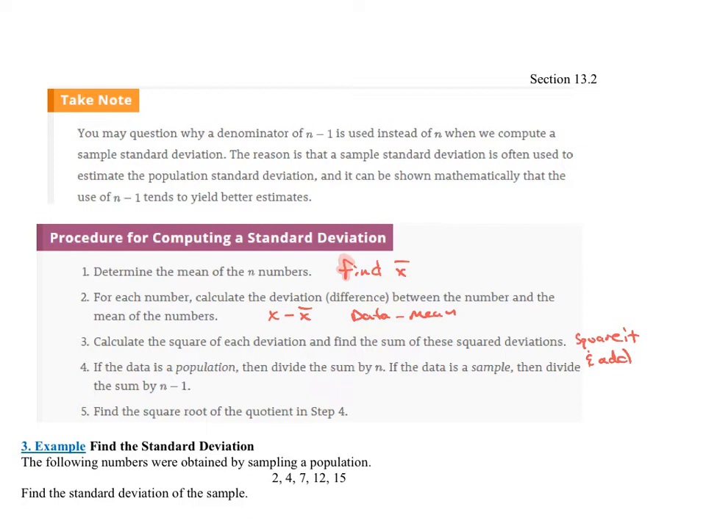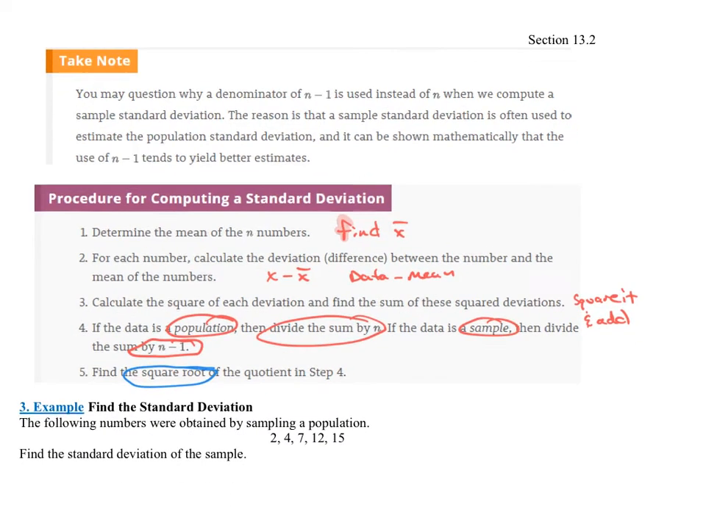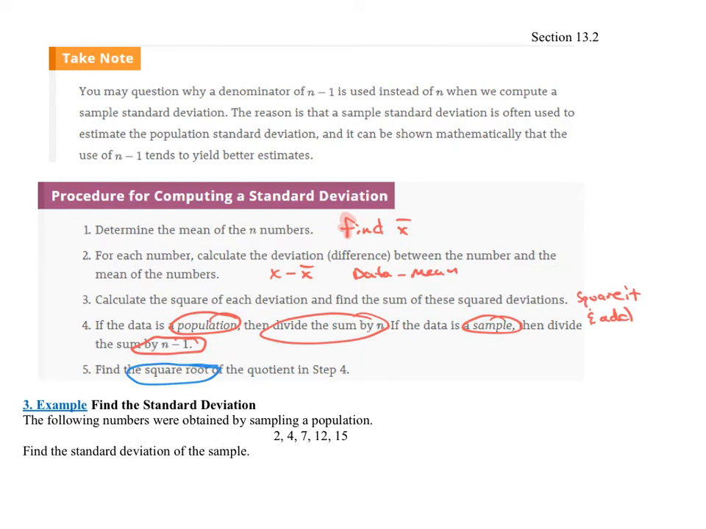The next one says divide by, if it's the population, divide by n. If it's the sample, divide by n minus 1. And then the last step is find the square root of that answer. So find the mean, do the data minus the mean, square each of those values, add them together. Then you're either going to divide by n if it's the population, n minus 1 if it's the sample, and then you're going to take the square root.